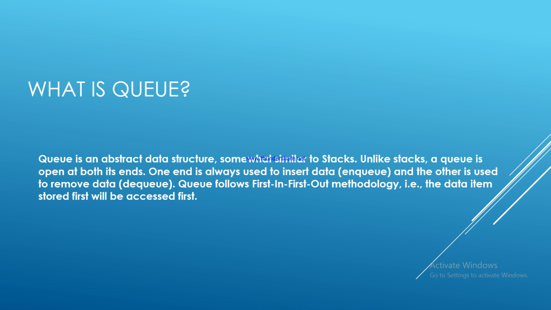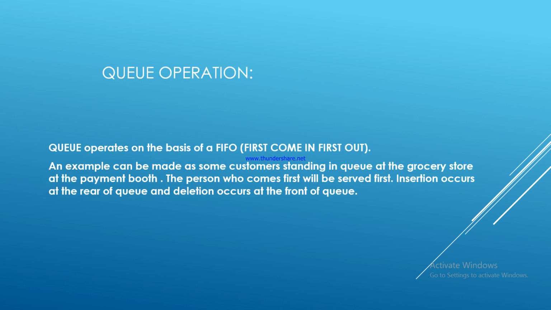What is a queue? A queue is an abstract data structure that is similar to a stack. A queue is open at both ends. One end is usually used to insert data, the other end is used to remove data. A queue operates on the basis of the first in first out principle, or first come first out.